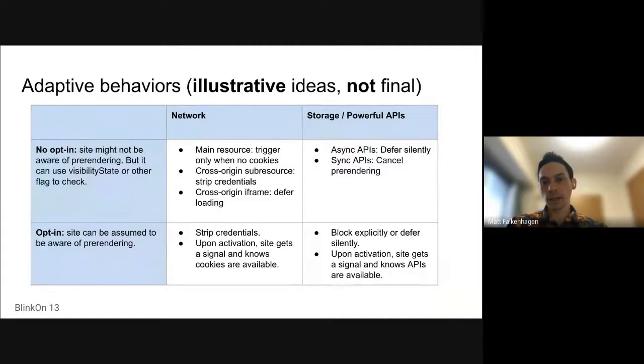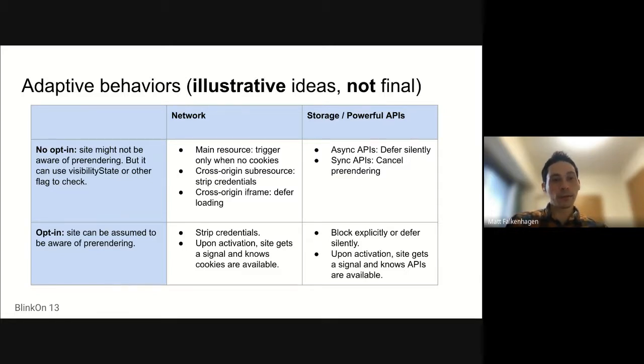Whereas in the opt-in case, we can do more. We might just block these APIs, throw an exception, and the site can be expected to deal with it. It may also be more ergonomic to just defer silently in some cases, so that's also an option. But again, on activation, the site would get that signal and it would know it can use the APIs that it wanted to use at that time.